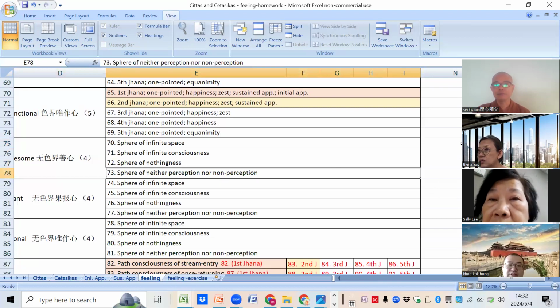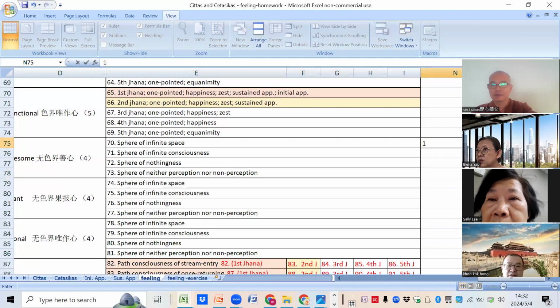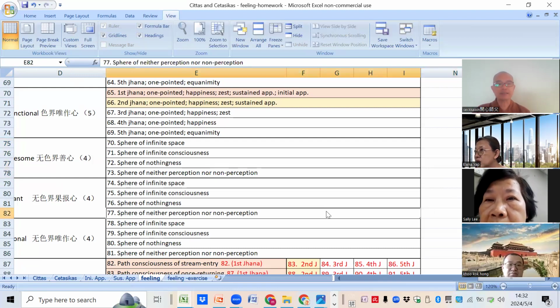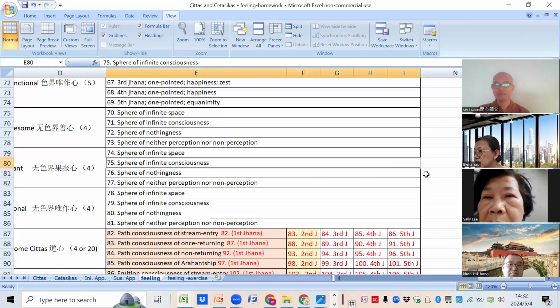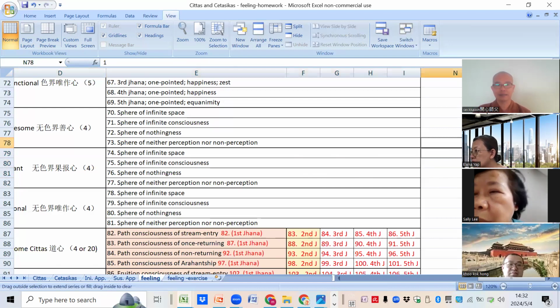70, 71, 72, 73. Yes. Okay. Then, if you guess, how about the resultant? Will it be the same? Follow the wholesome, follow the formless consciousness. You think? Yeah, should be the same. Then the functional also will be the same. Okay, so we get it.